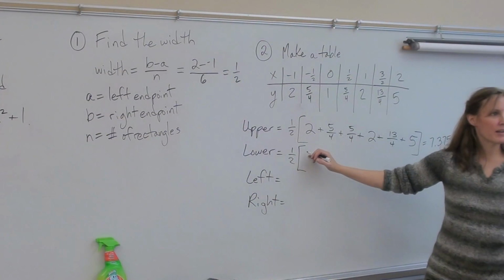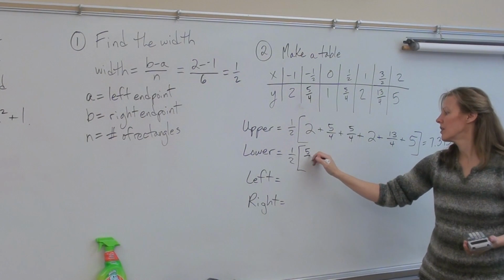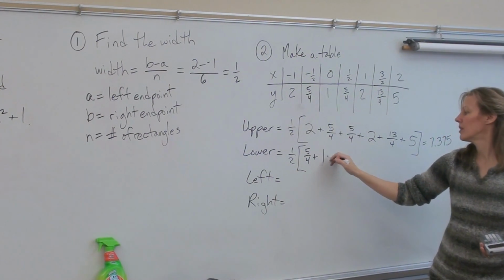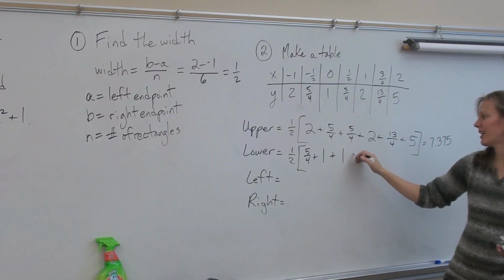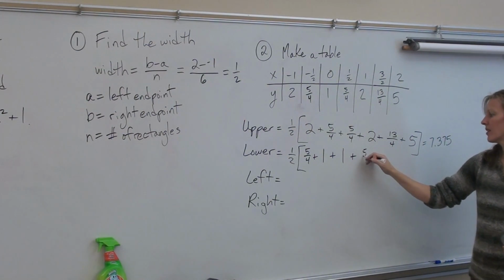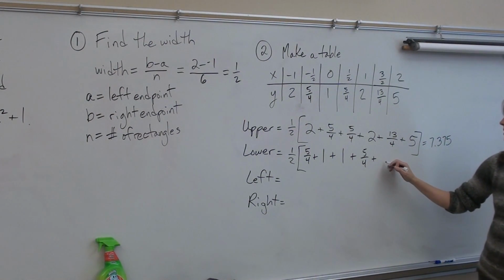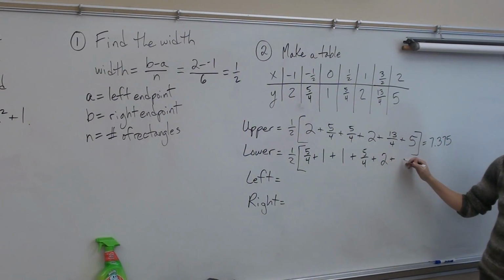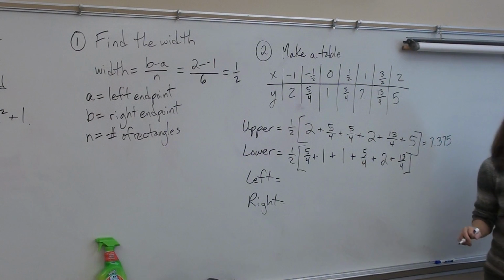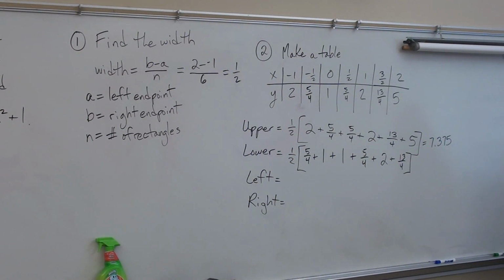All right, so what's the first height? 5/4. What's the next height? 1. What's the next height? 1. Good. What's the next height? 5/4. Then what? 5/4. 2. Come on, embarrassing. And then 13/4. Okay?